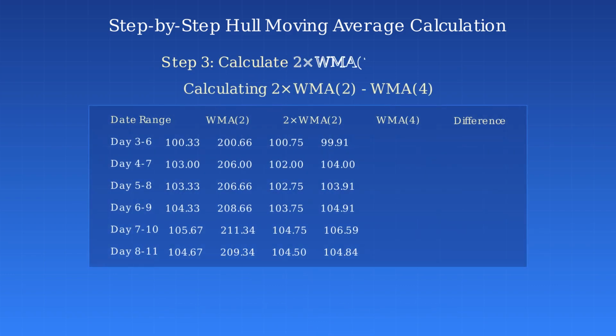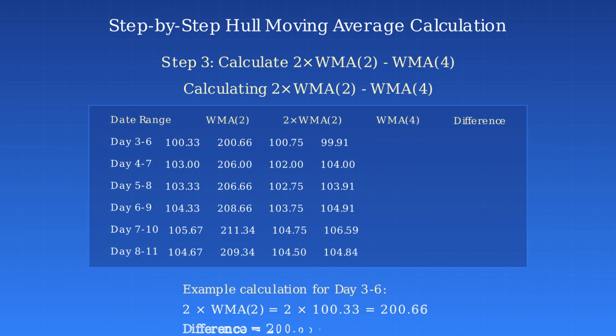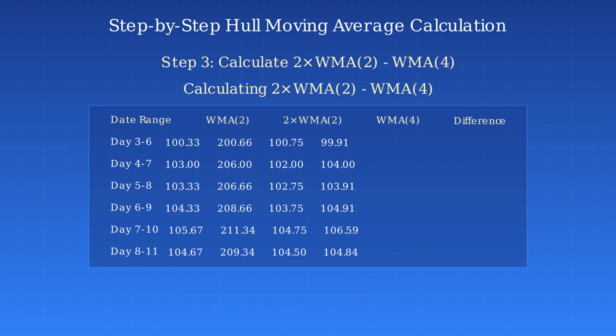Now for the key step in Hull's formula. We double the shorter period WMA and subtract the longer period WMA. This creates a smooth series that reduces lag. Finally, we apply a weighted moving average to the difference series using a period equal to the square root of n, which is 2 in our example.